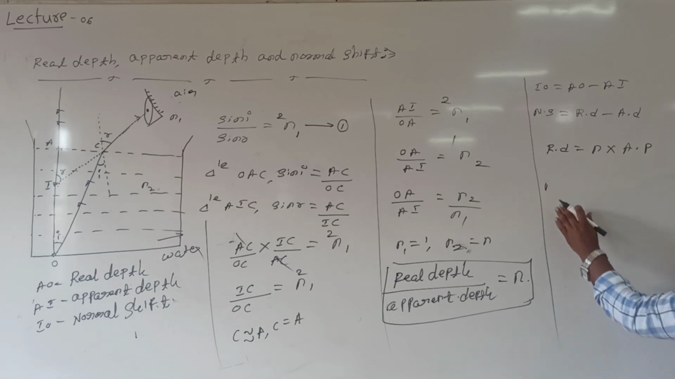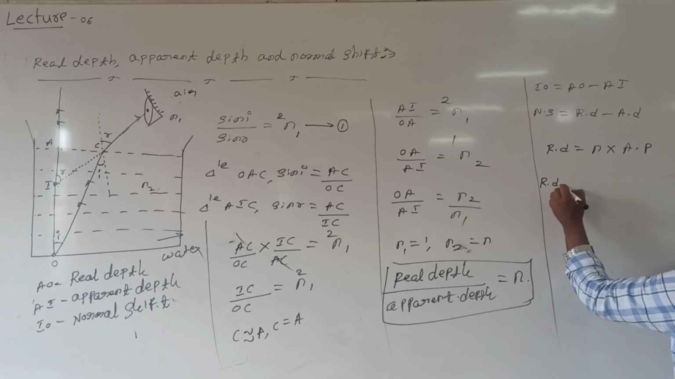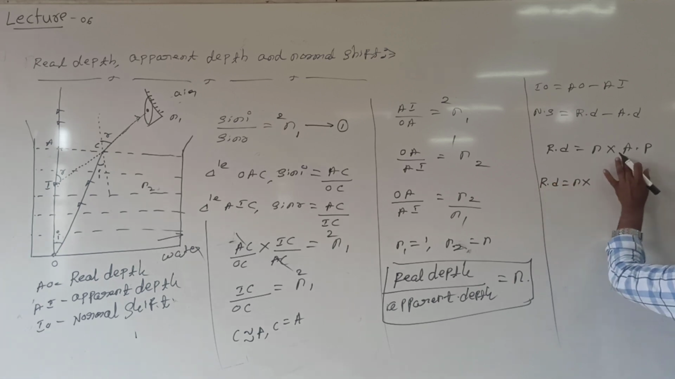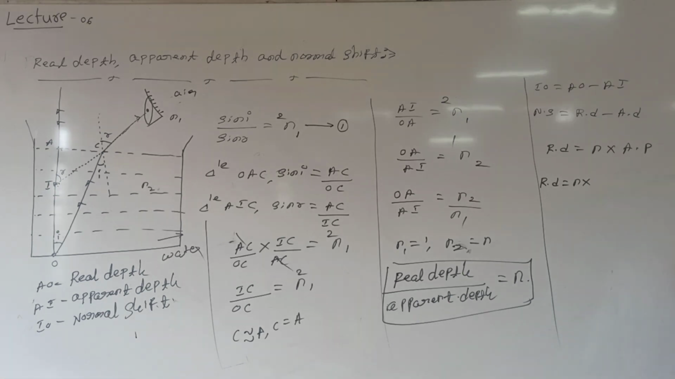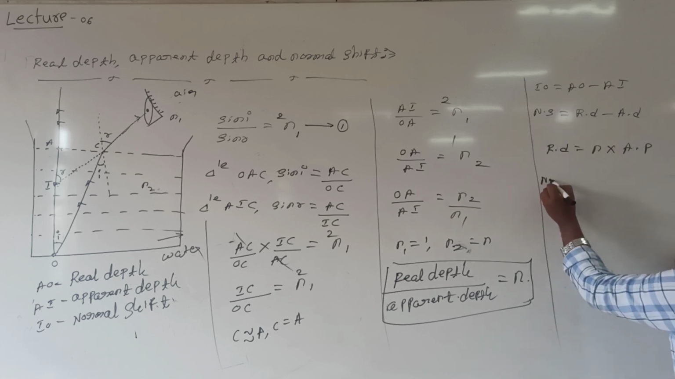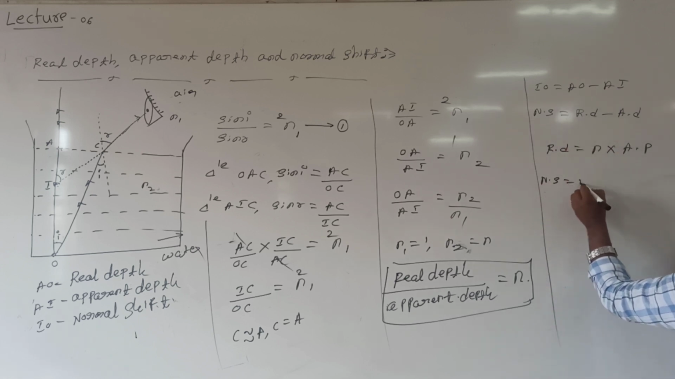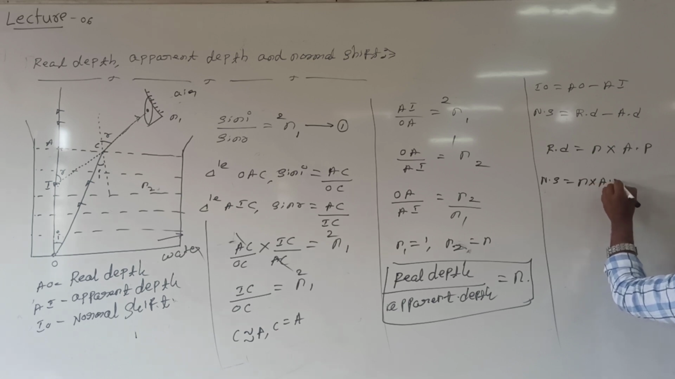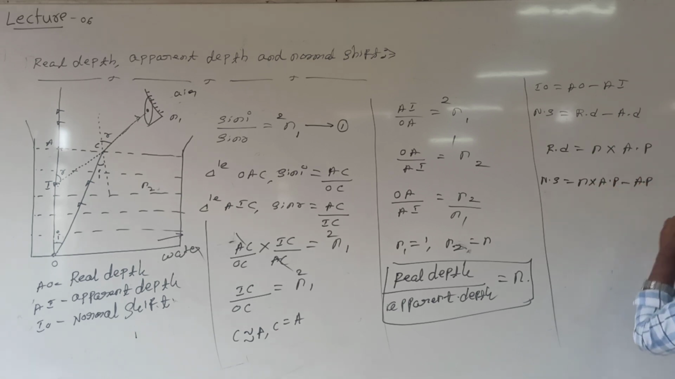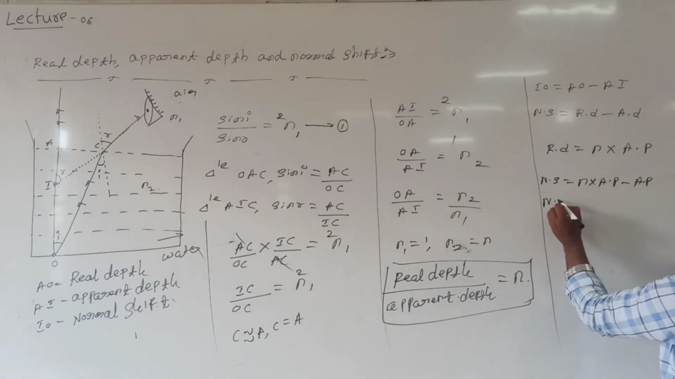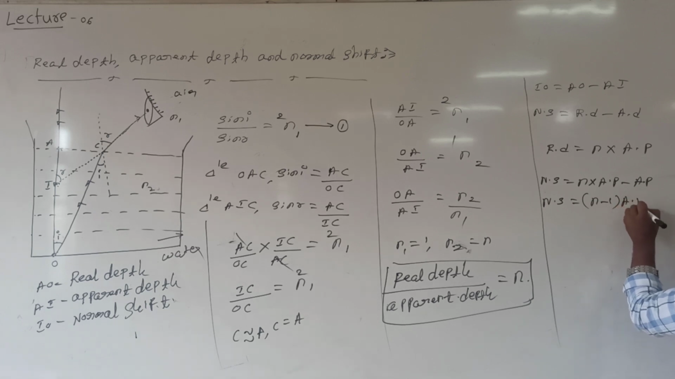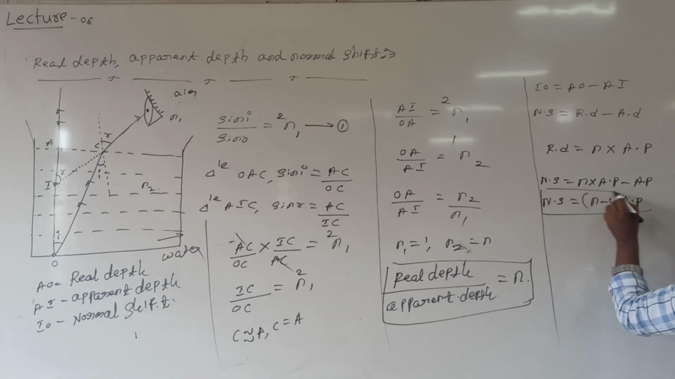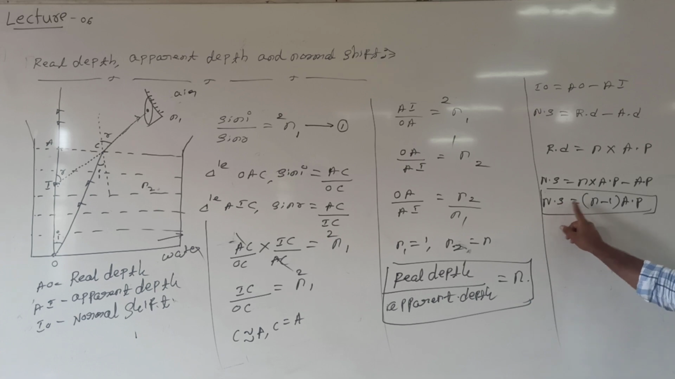Once again, I will take it. Real depth is equal to n into AP. Normal shift is equal to real depth, which is n into AP, minus apparent depth. AP is common here. Then what is the normal shift? Normal shift is equal to n minus 1 into apparent depth. This is the relation between normal shift and apparent depth.